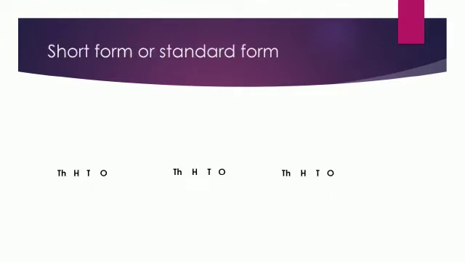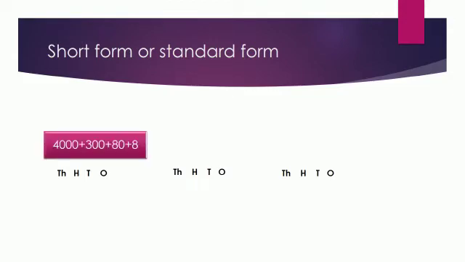In the first session, we learnt about expanded form, which means that you expand the number according to the place value. Now we're going to learn how to find out the short form or the standard form of a number. Now let's take the example 4000 plus 300 plus 80 plus 8. This is an expanded form that has been given to you. How do you find its short form or standard form?